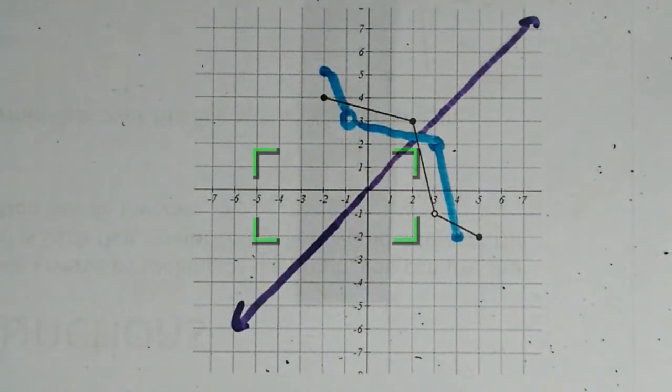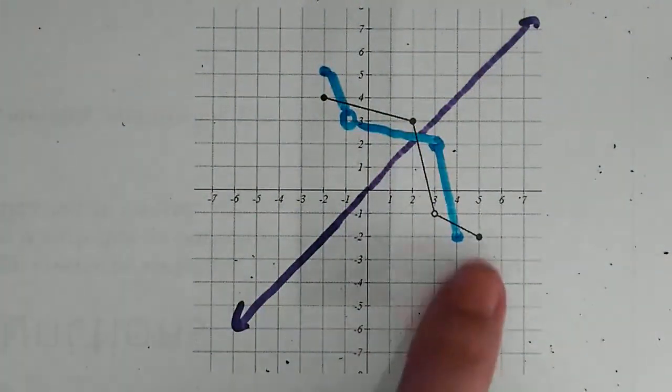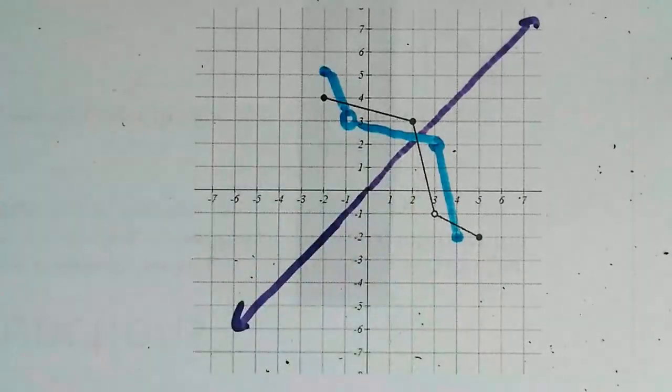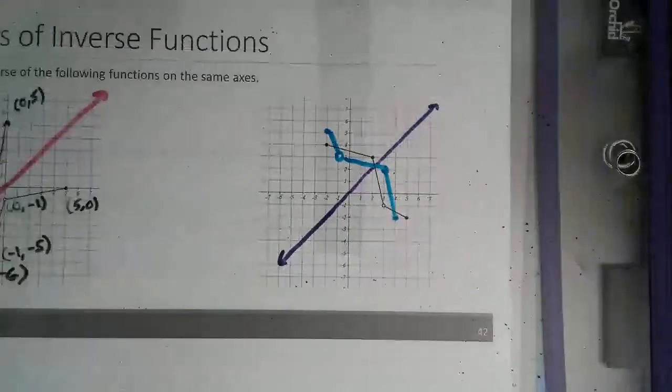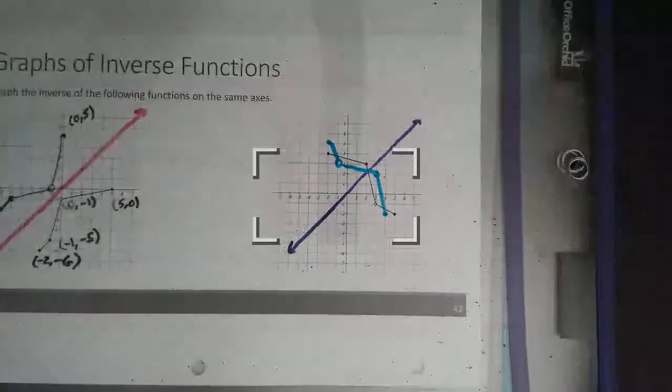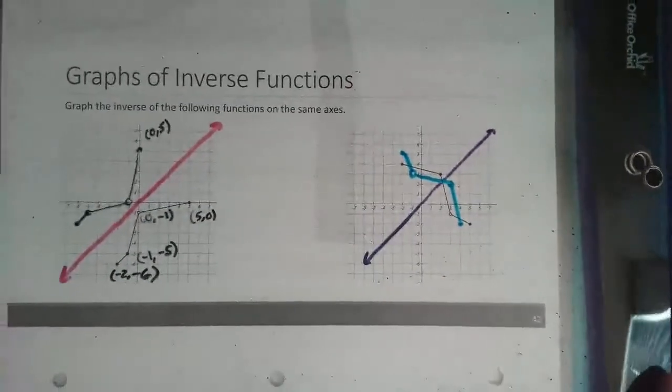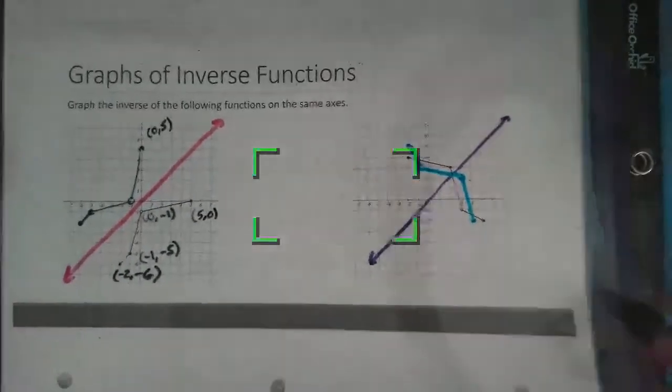So when it comes to graphs, find a few important points. I just looked at where it kept turning, and I used those corner points and plotted those, and then I was able to connect the dots between them. And all we had to do was exchange our x and y values, and that gave us the inverse. That's kind of cool.